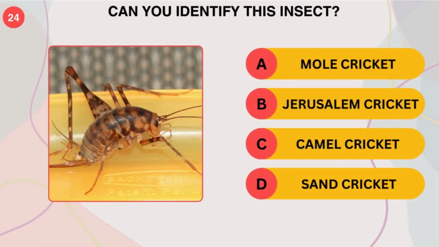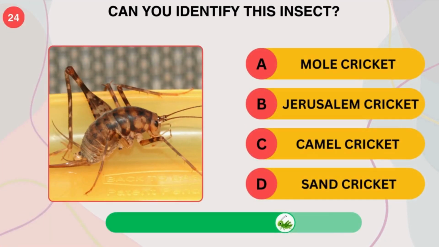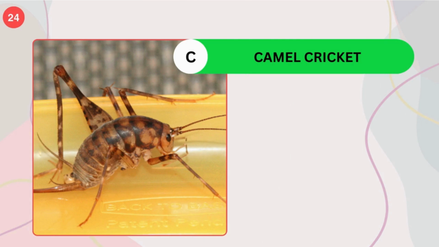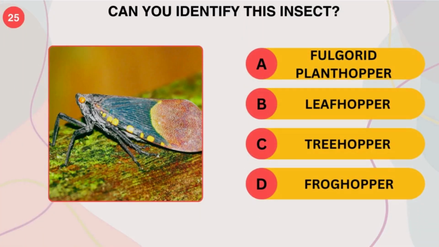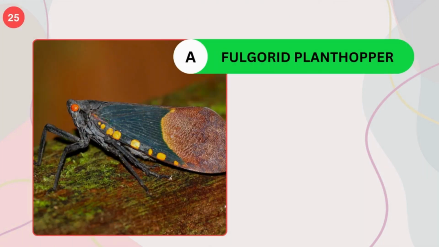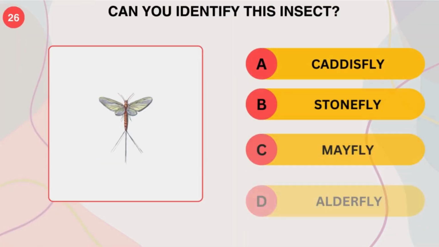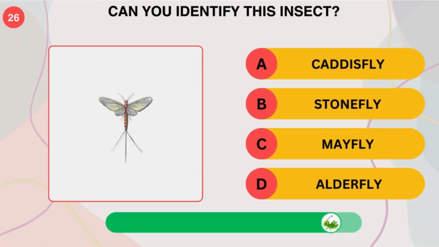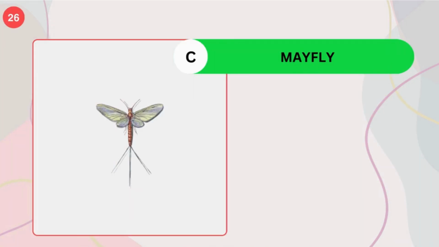Which insect appears in the image? Camel cricket. Identify the insect in this picture. Fulgurid planthopper. Recognize this insect. It's a mayfly.